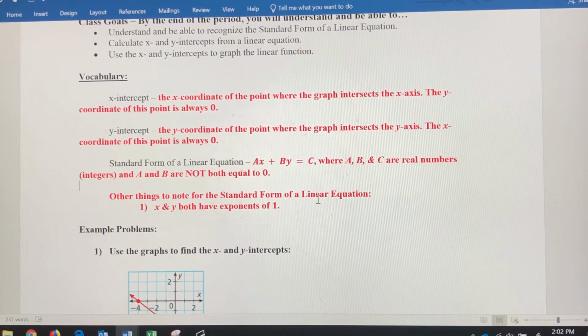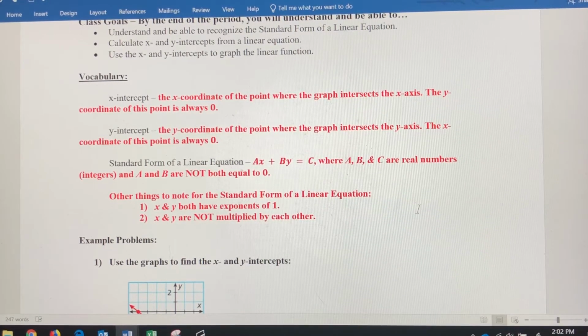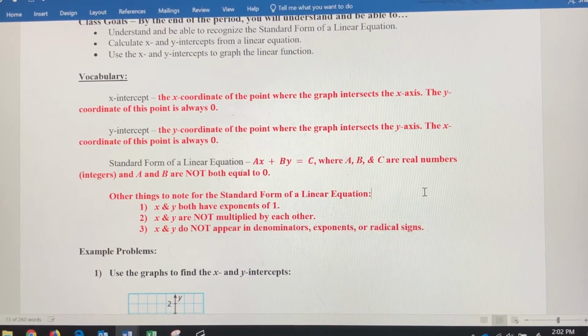Next, x and y are not multiplied by each other. Notice we've got a term here that has x in it and another term that has y in it. They're not multiplied together; it's going to be a sum or a difference. Finally, x and y do not appear in denominators, in exponents, or underneath radical signs, like square root or cube root signs. So x and y are always going to be in the numerator, always with an exponent of 1, for this to be a linear equation.